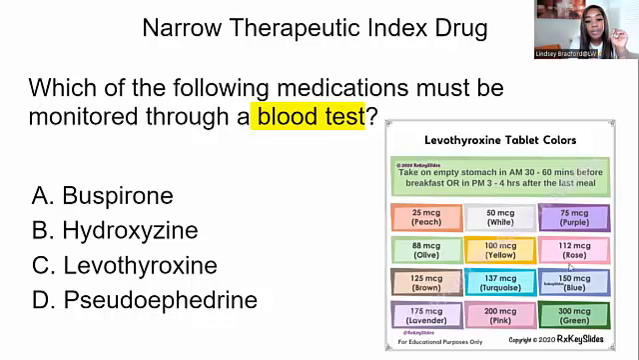And these are the different dosage strengths that the medication comes in. It can be as low as 25 and as high as 300. It's also telling you what the tablet colors look like. And this drug is a narrow therapeutic index drug. This will be on your exam, so write this down.